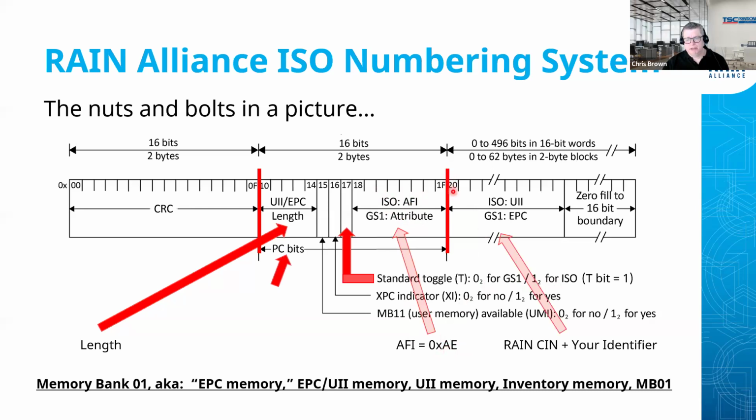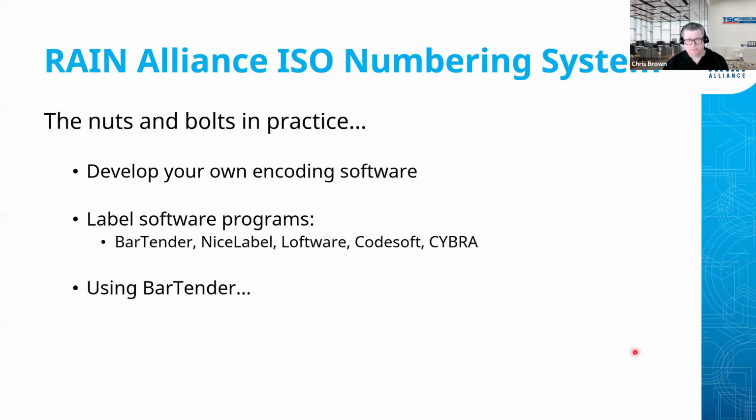Then, starting at bit 20 hexadecimal, the normal portion of the memory bank, we put in our RAIN company identification number, and then we put in whatever else you want, your serial number, and then any additional data elements. So these are the 5 data elements: your length, your T bit, your AFI, your RAIN SIN, and then your identifier. Okay, that is in a picture.